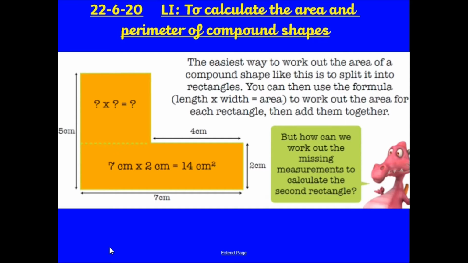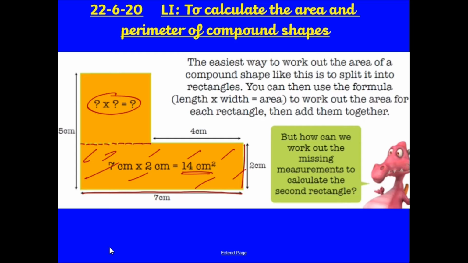Now, the easiest way to work out the area of a compound shape like this is to split it into two rectangles or squares or whatever other shapes you can make. That makes it much easier. But as you can see, there are missing measurements here. At the bottom, I've worked out that this line down here is 7 centimeters and this is 2 centimeters. So if I split my shape across this line here, I know that all of this in here is 14 centimeters squared. But I don't know this top part.